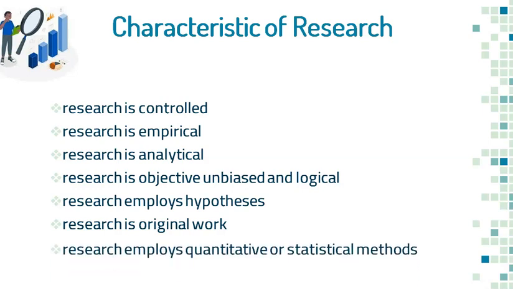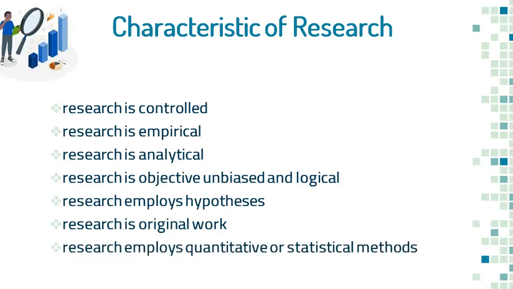And next one, research employs quantitative or statistical methods. Data are transformed into numerical measures and they are treated statistically to determine their significance or usefulness. And next one, research is done by an expert. The researcher uses valid and carefully designed procedures, valid data gathering instruments, and valid data.